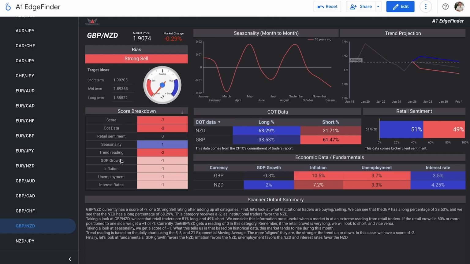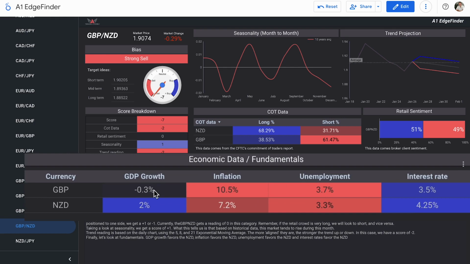Fundamentals right here: GDP growth, inflation, unemployment, and interest rates, all scores of -1. And we can take a look at our fundamental data right here. UK GDP growth currently at -0.3% compared to New Zealand's 2%. The pound inflation 10.5% compared to New Zealand's 7.2%. UK unemployment 3.7% compared to New Zealand's 3.3%, and lastly, pound interest rates 3.5% compared to 4.25% for the New Zealand dollar.